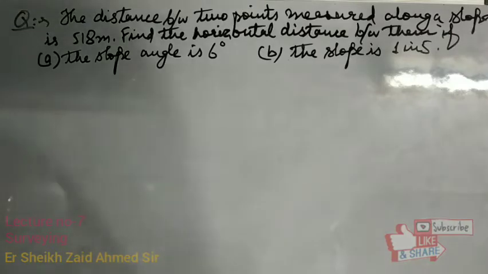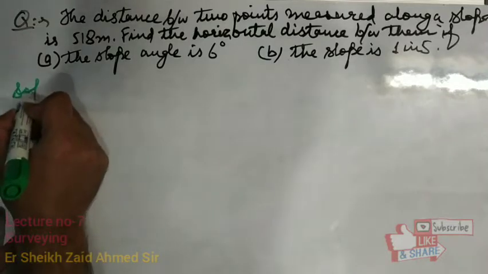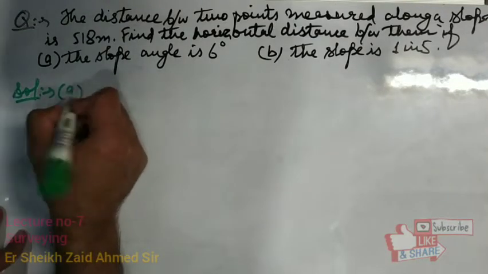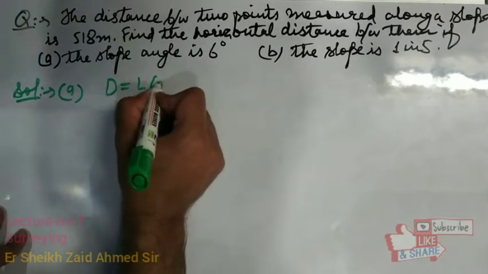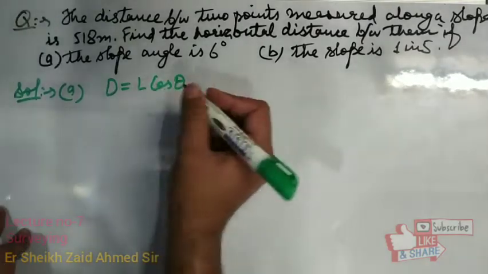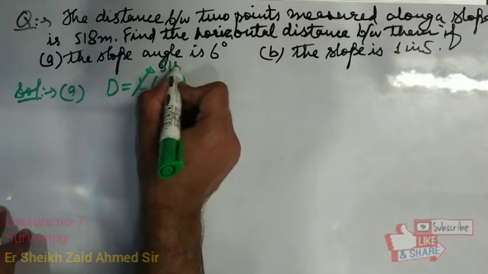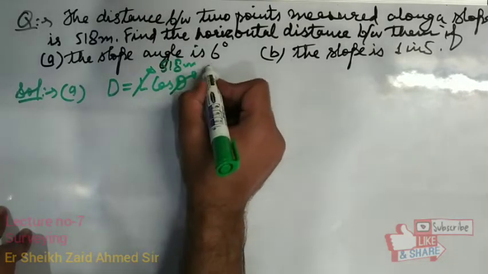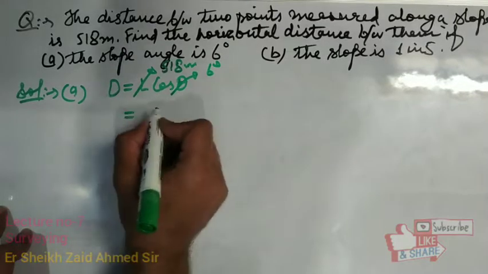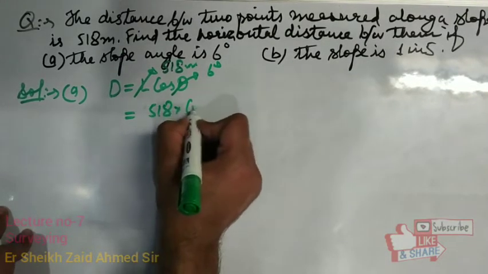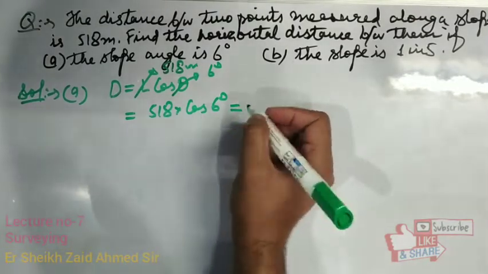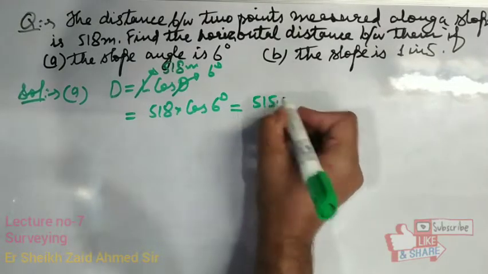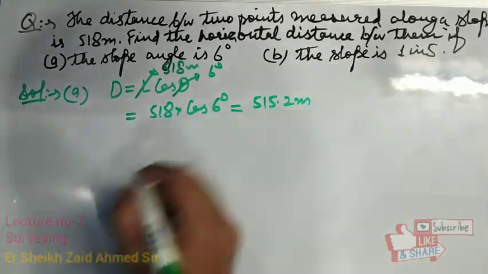See, in first part he has given directly the slope angle. So for first part we can directly use the formula as I told you in the previous lecture, D equal to L cos theta. Here L we have been given as 518 meter and theta is given as 6 degree. So substituting these values we will get 518 into cos of 6 degree, and on solving we will get 515.2 meters as answer.